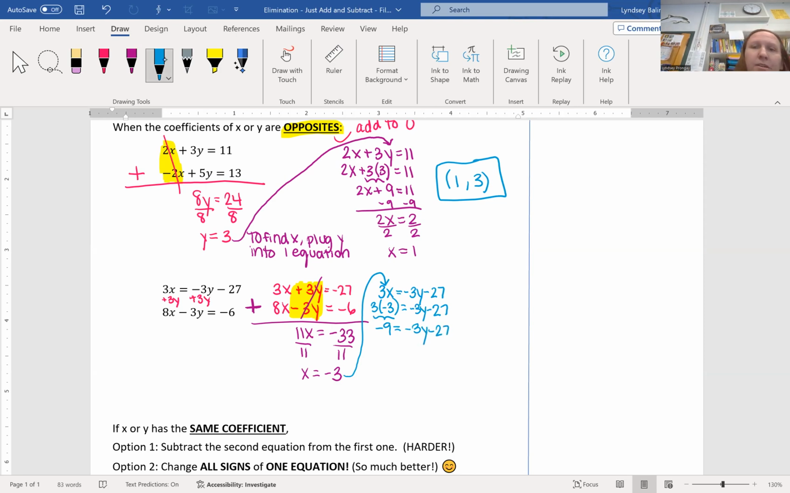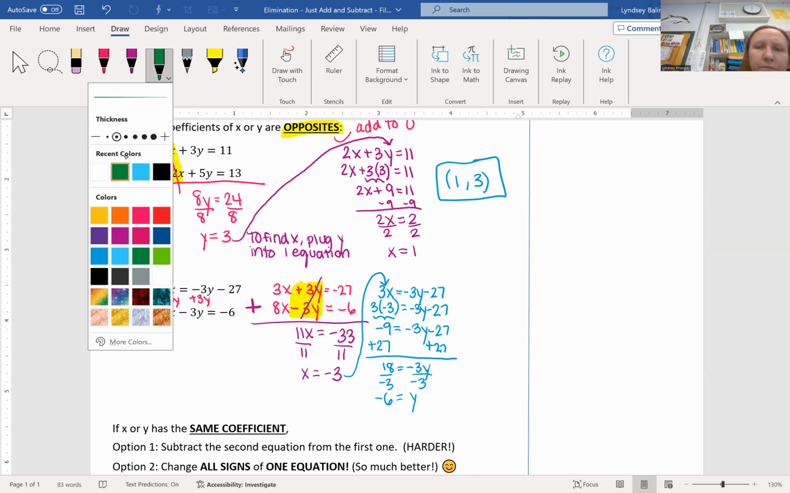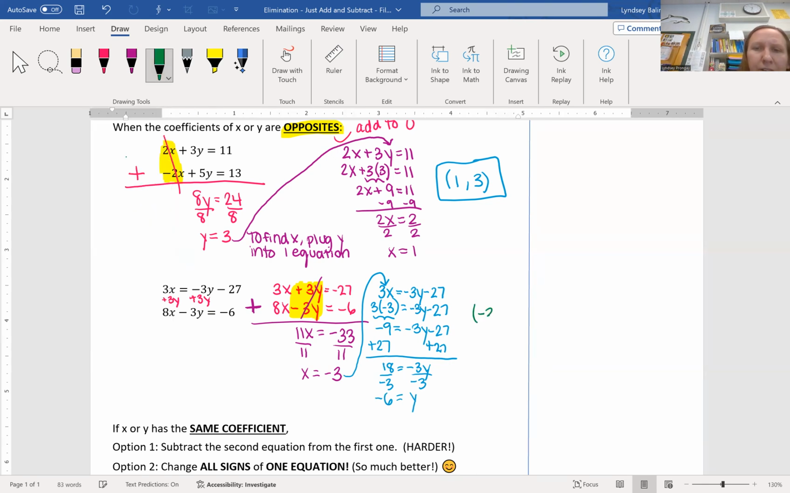Two-step equation. We add 27 to both sides. That would be 18 is negative 3y. And then we divide by negative 3, and y is negative 6. And final answer, x was negative 3, y is negative 6. That is my ordered pair. Okay. We're going to do one more.